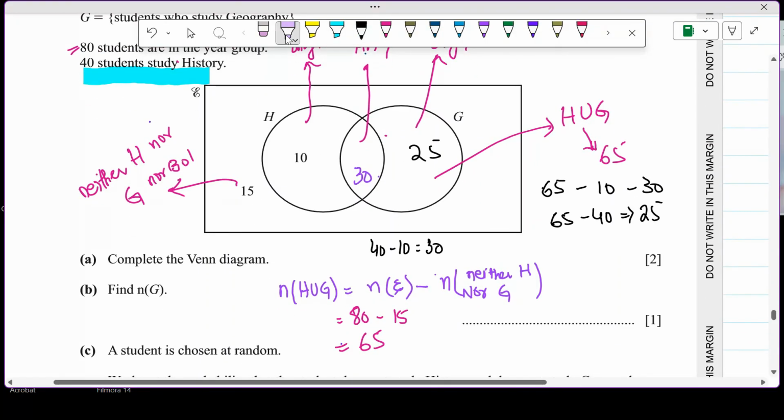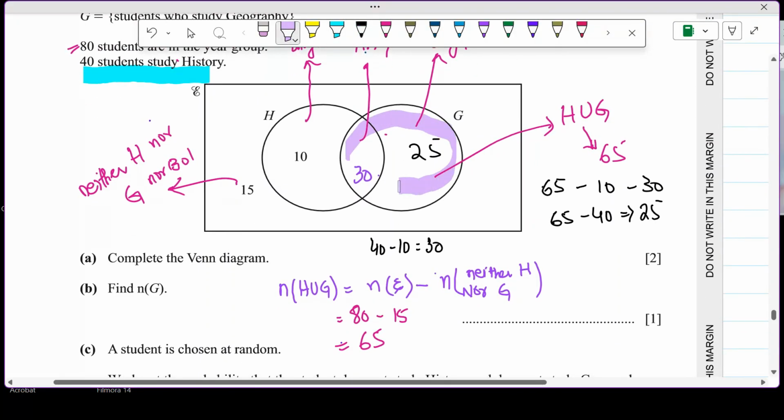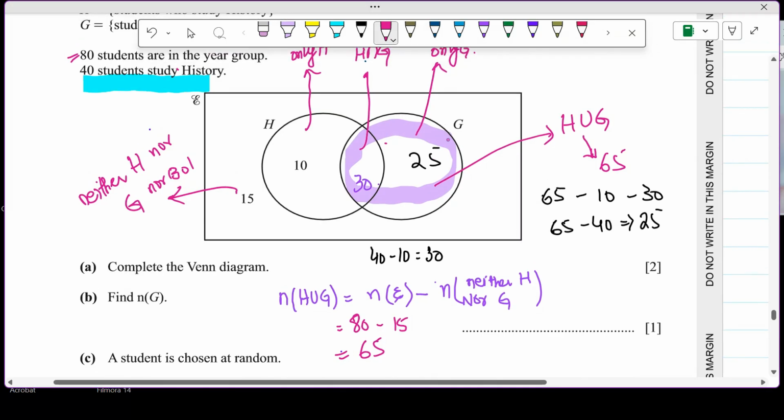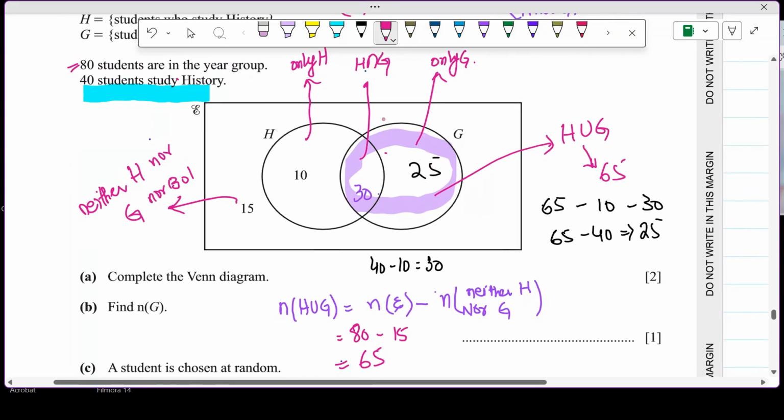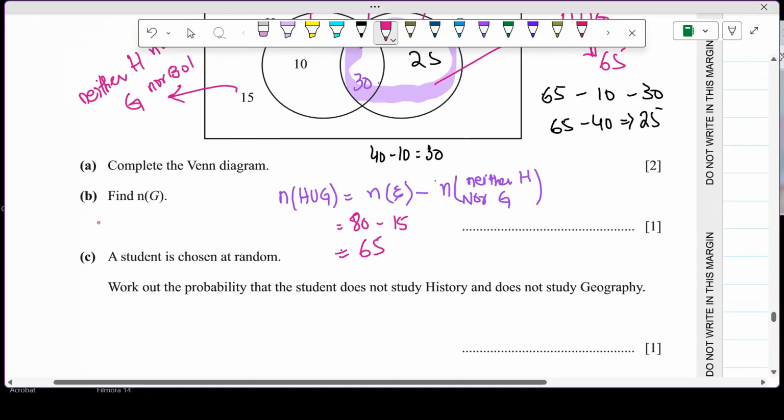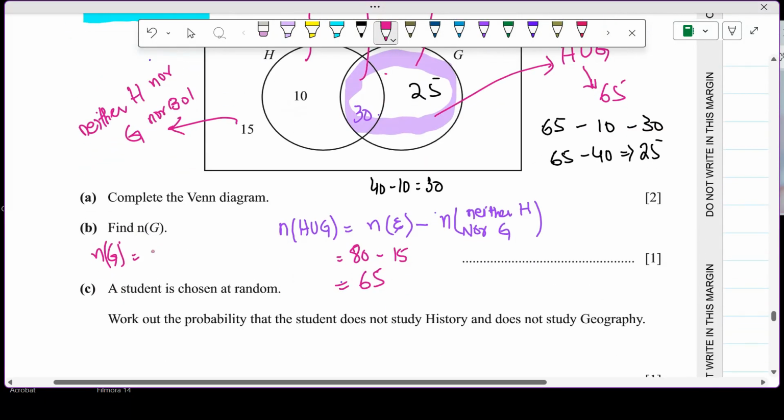So this is the geography, which includes only G and H intersection G, which are studying history and geography both. So 30 plus 25. So n of G is equal to 30 plus 25. So this one is 55.